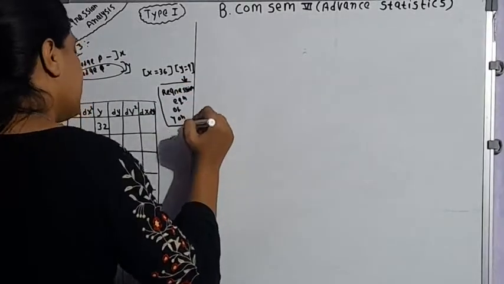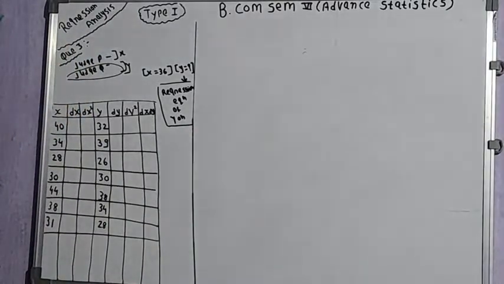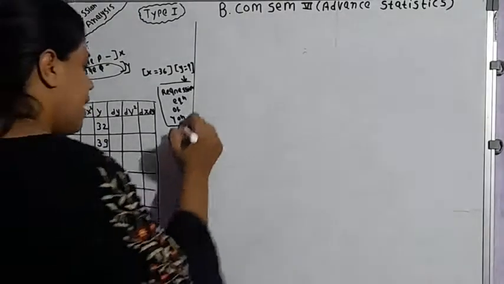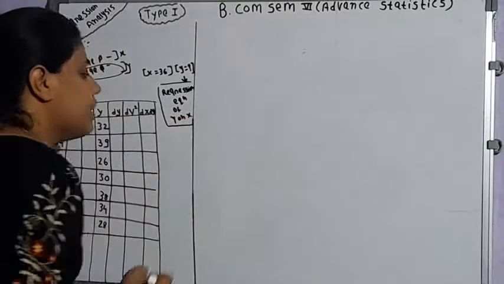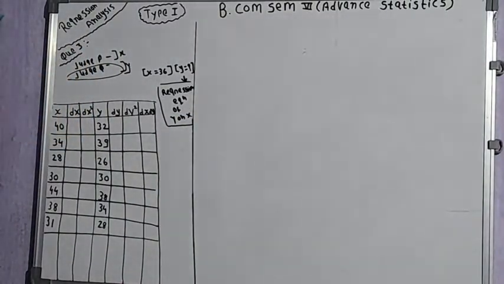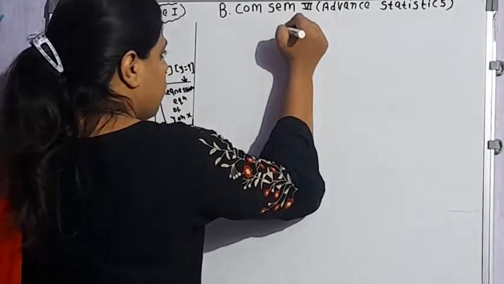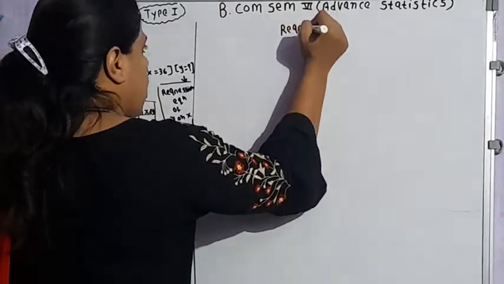So basically here we have to find out the regression equation of y on x, so that we can get the value of y with the help of x, which is already given. Okay. So for this we have to start with the regression coefficient.